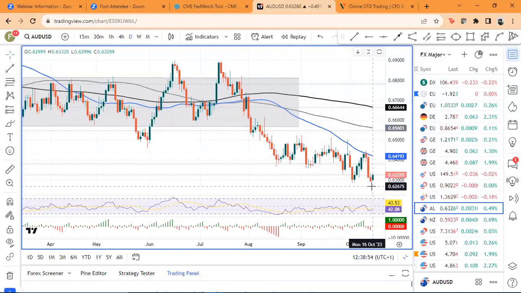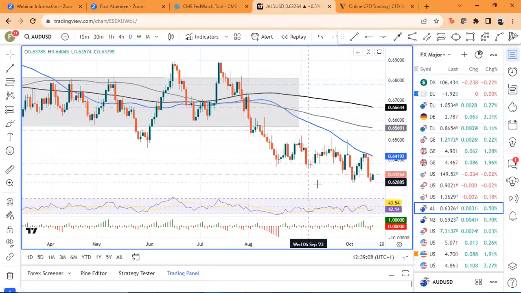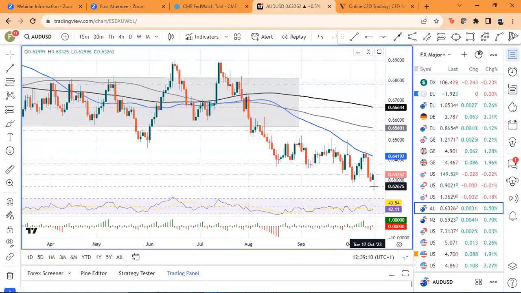We didn't quite make new lows on Friday, actually, so that's interesting with this risk-off move that we saw. So that is now very strong support around 62.85, 62.86. Very strong support around there, and we're just bouncing off there today. So really interesting whether that holds.